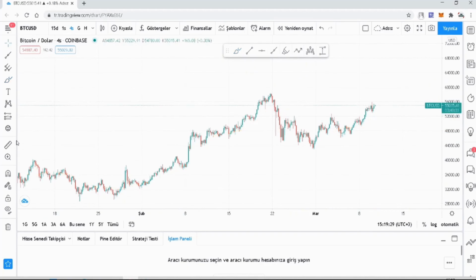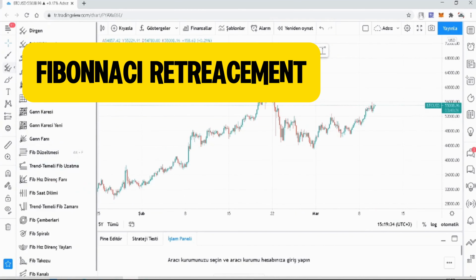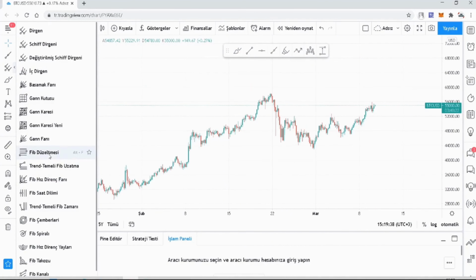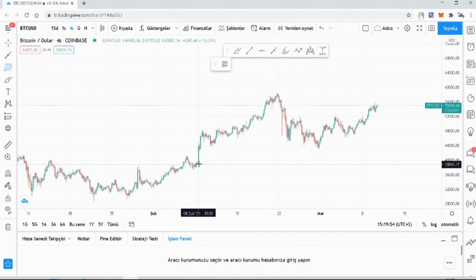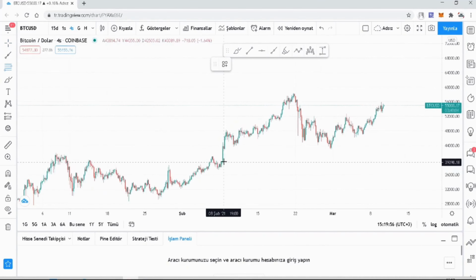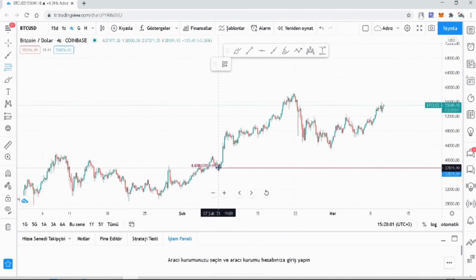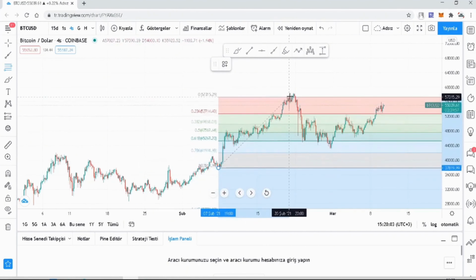Our tool for finding the next support point is the Fibonacci levels. Here, on the left side, there is a Fibonacci retracement. We click on this. After clicking on this tool, we select the point where a trend begins. For example, here, we can see that a significant uptrend has started. I select this point and drag it towards the peak.